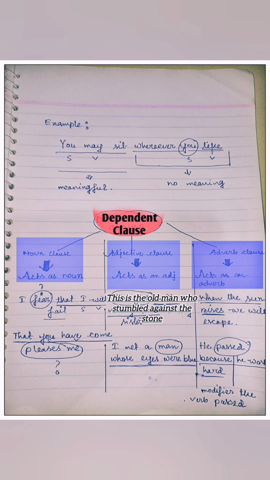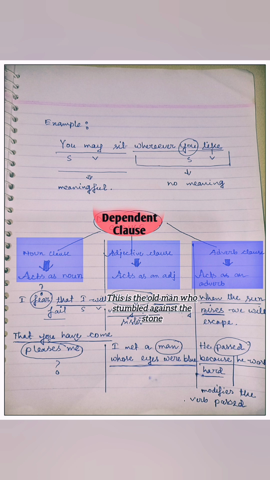A noun clause acts as a noun. Follow the example: I fear that I will fail. I fear what? That I will fail. So this portion, that I will fail, is working as a noun. That is why it is considered a noun clause. Next example: that you have come pleases me. Pleases me what? That you have come. So easily you can understand that the underlined portion is working as a noun clause.